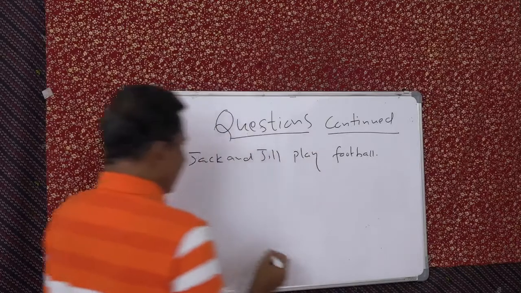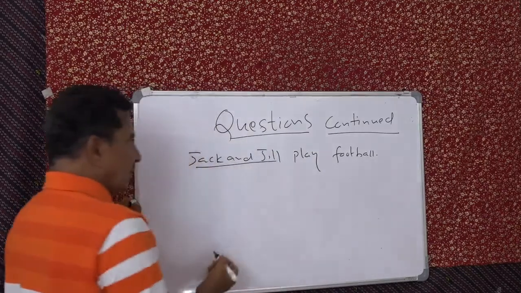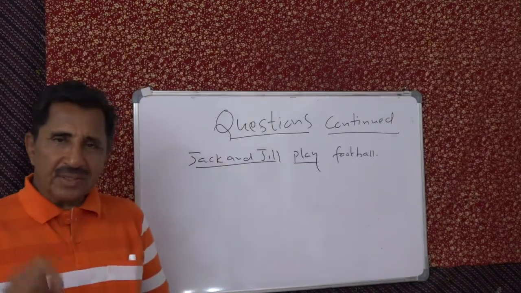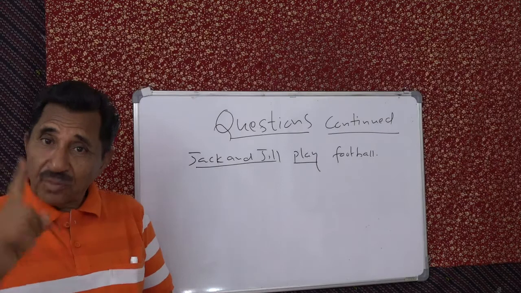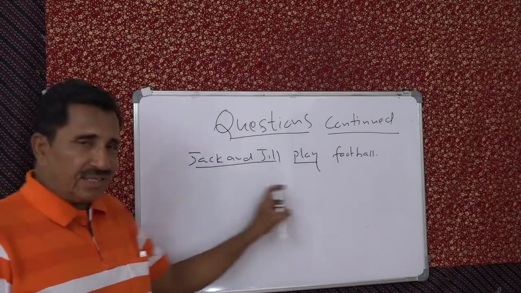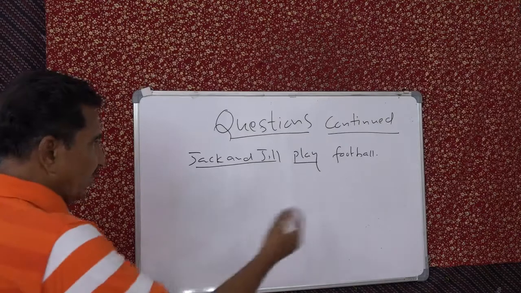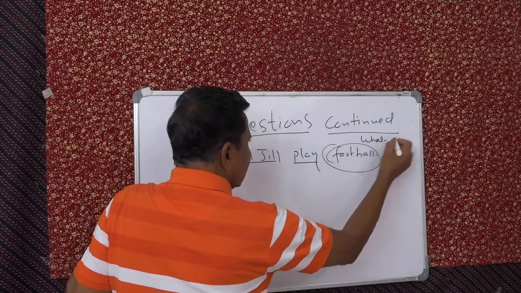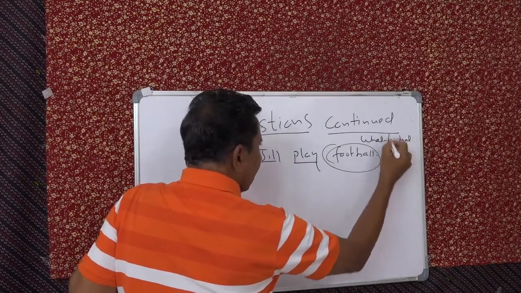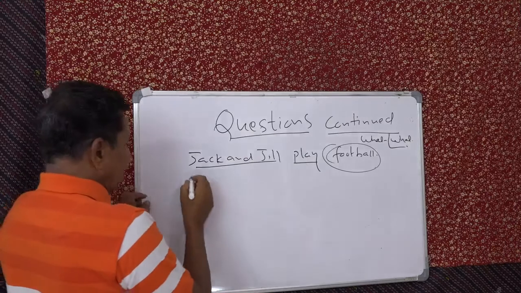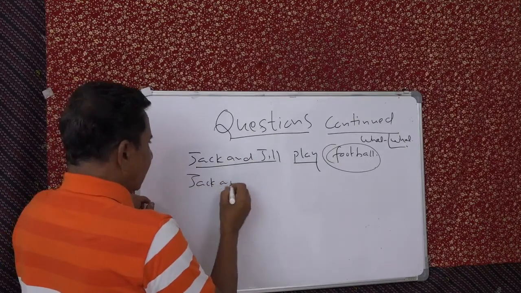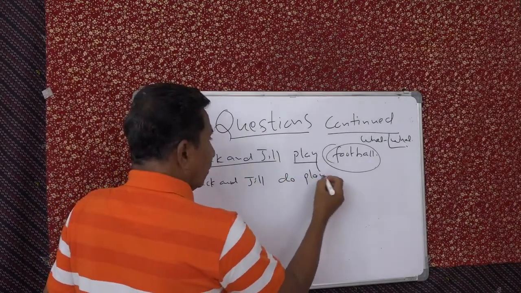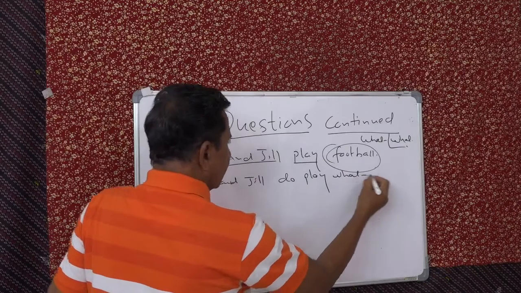So you have got a plural subject here, so a plural verb. That means without S. The simple present tense without S is the plural verb for plural subjects. Then let's continue with that. Jack and Jill play. Here, what? Because this is the question word that we are using now. What? Next, Jack and Jill do play. Insert do. What? Isn't it?